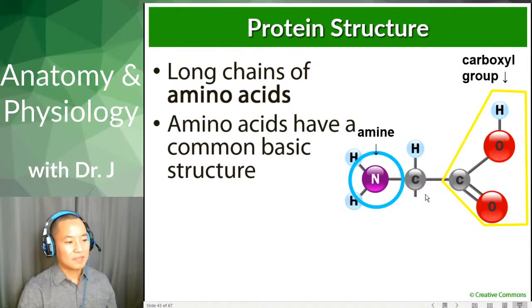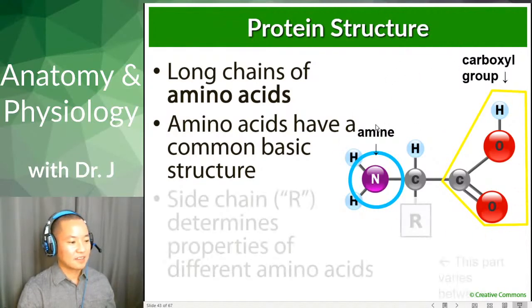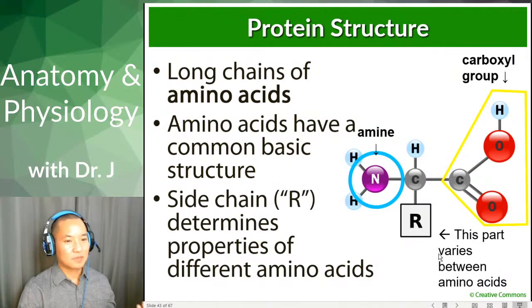Now, they have a common basic structure. All 20 types of the basic amino acids have this underlying structure. But this side chain, this is why it's an R, is the difference between the 20 different amino acids. There are many different types of atoms and bonds that can be formed here. This is the part where 20 different things can fit in. But all amino acids have the carboxyl group, the amine group, and this carbon that anchors all of them together.